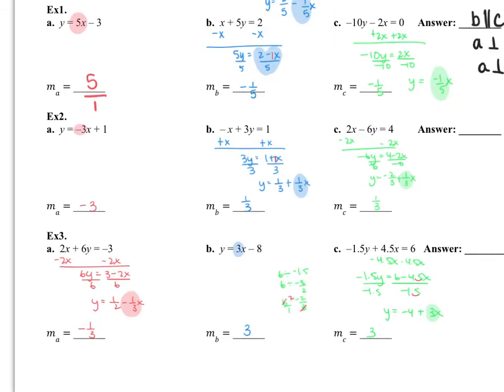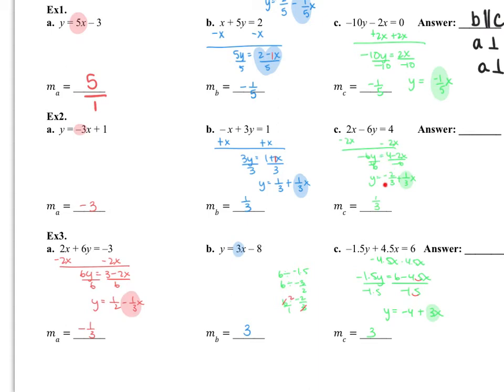So first thing on example 2, I knew line A's slope is negative 3. It was already in slope-intercept form. To find the slope of line B, I added x and then divided by 3. The key here is that, remember, that's going to be a 1/3. And then for line C, I added minus 2x and then divided by negative 6.